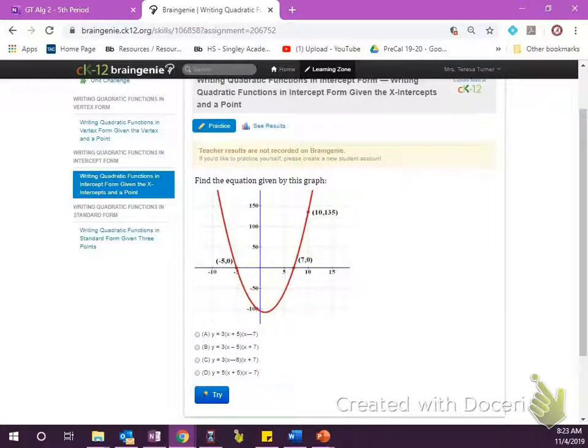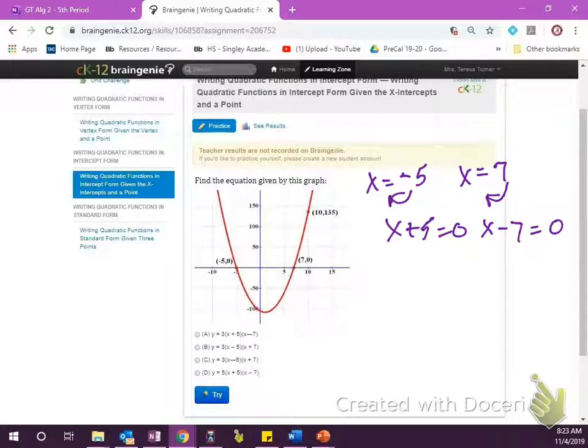So, intercept form. We're going to set it up so that our x-intercepts are x equals -5 and x equals 7. We change those into factors by moving the number to the other side. So we get x plus 5 equals 0 and x minus 7 equals 0. So we have y equals a, we don't know the a value, but we know we have x plus 5 and x minus 7.